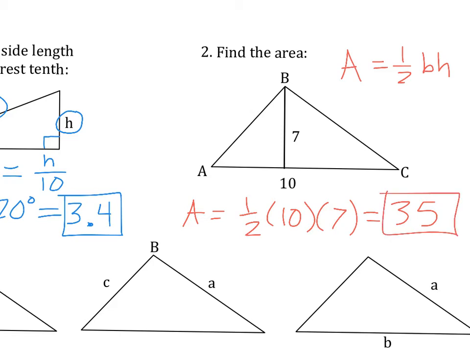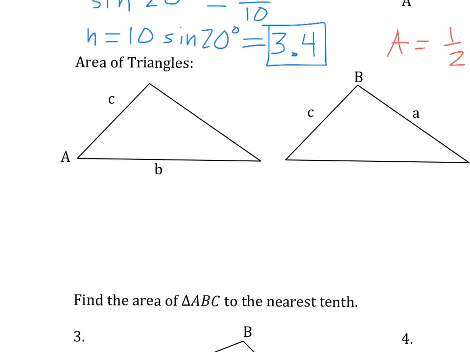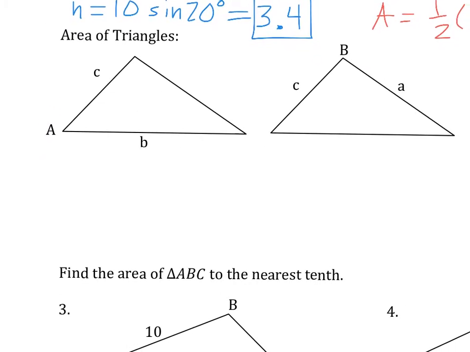Alright, so why are we reviewing this? Well, in 12.4, we're going to learn how to calculate the area of a triangle when we're not given the height. So combining number 2 and number 1 together. Number 2 was finding the area of a triangle. Number 1 was finding the height of a triangle. And now we're going to find the area when we don't know the height.